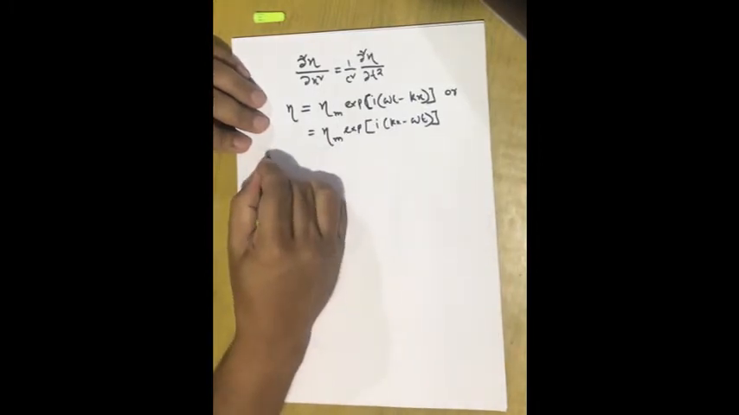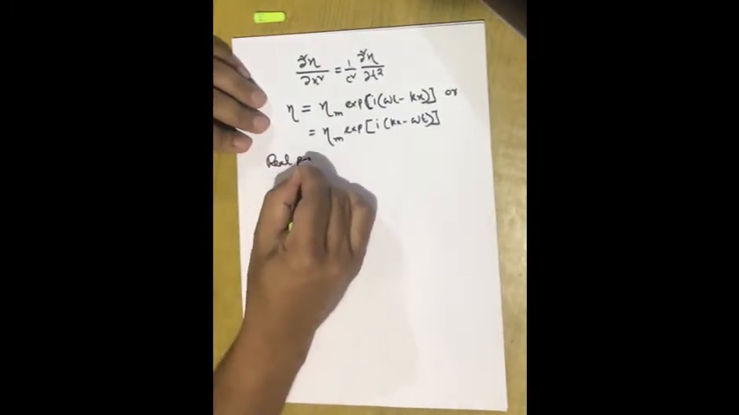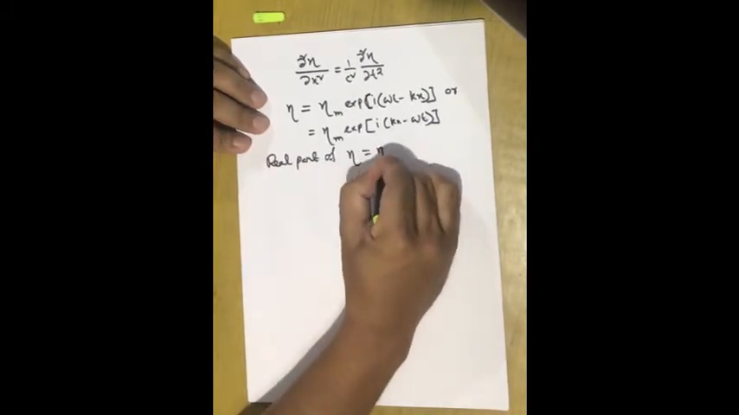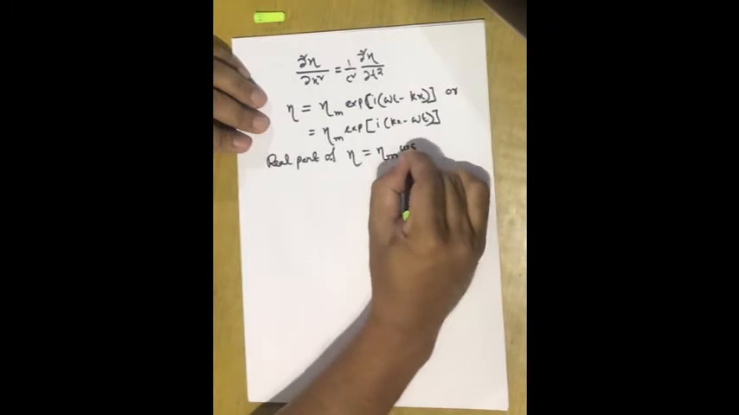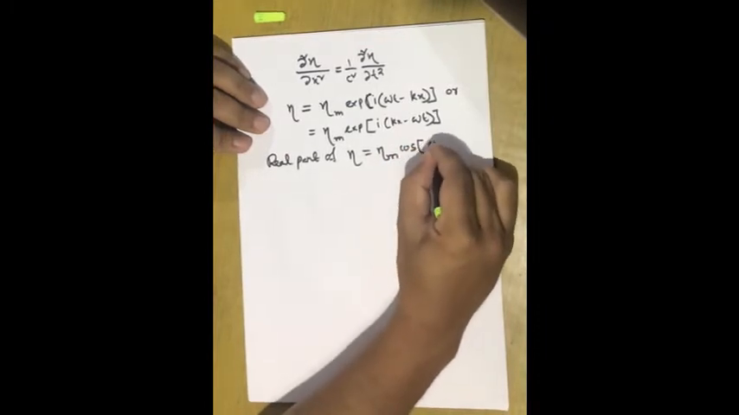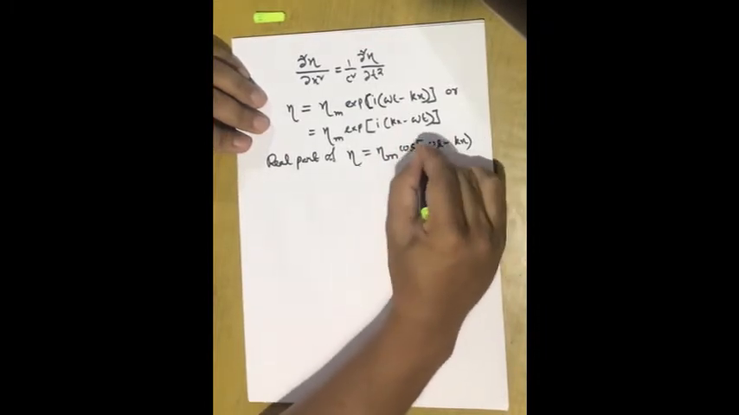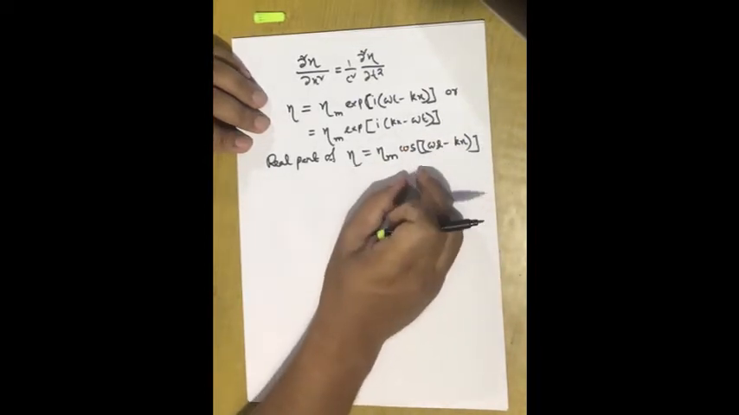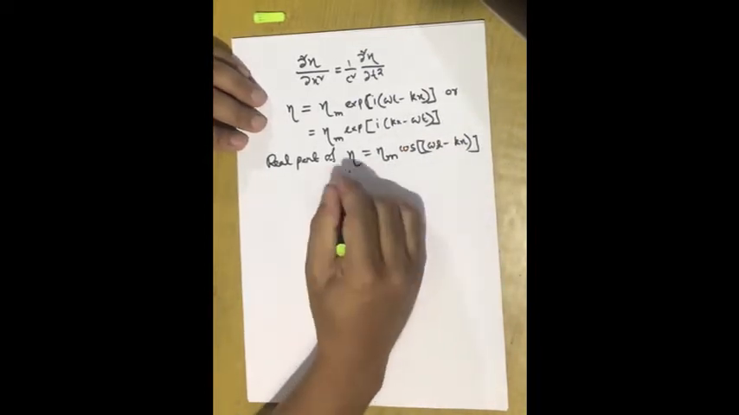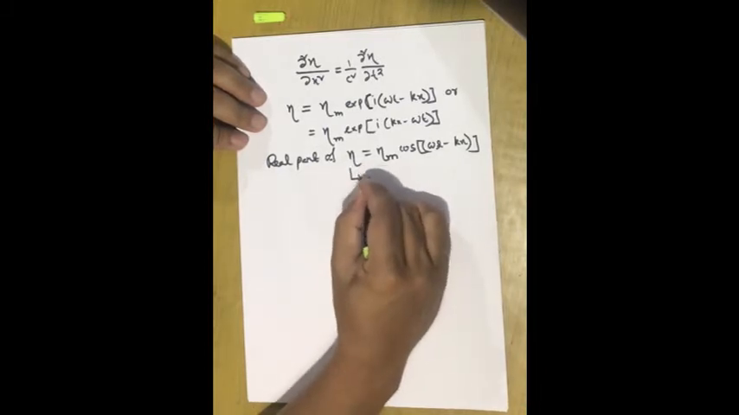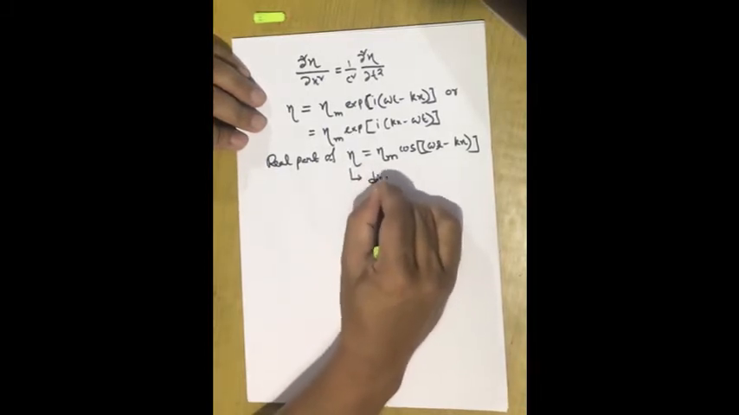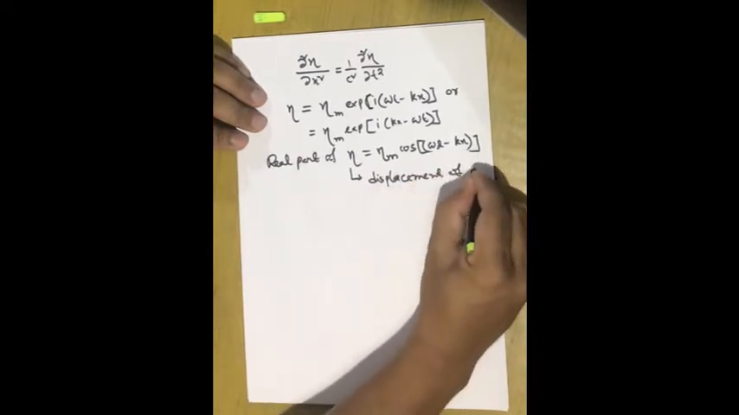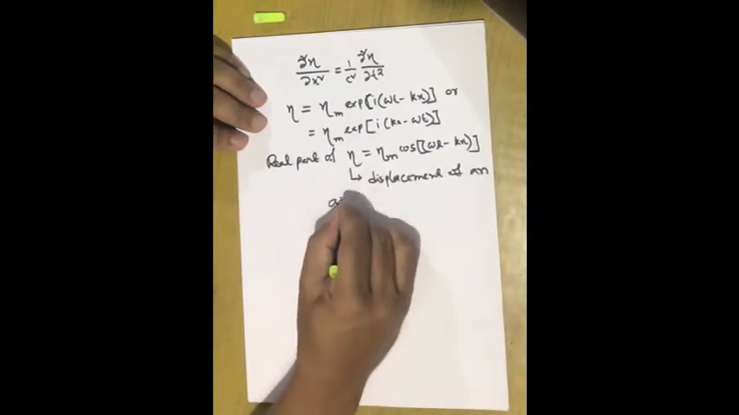For example, the real part of eta is equal to eta m cos omega t minus kx. Okay, this is the familiar part. We have discussed the real part of the solution last time. Here eta represents the displacement of an air column.